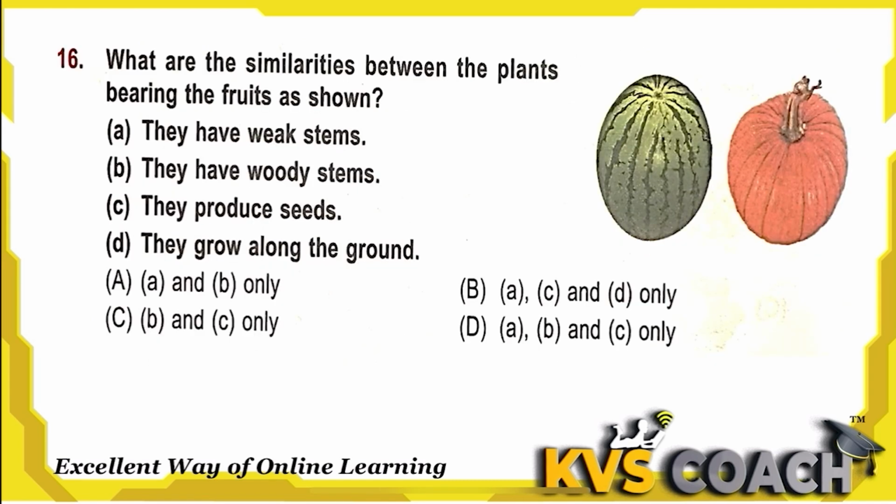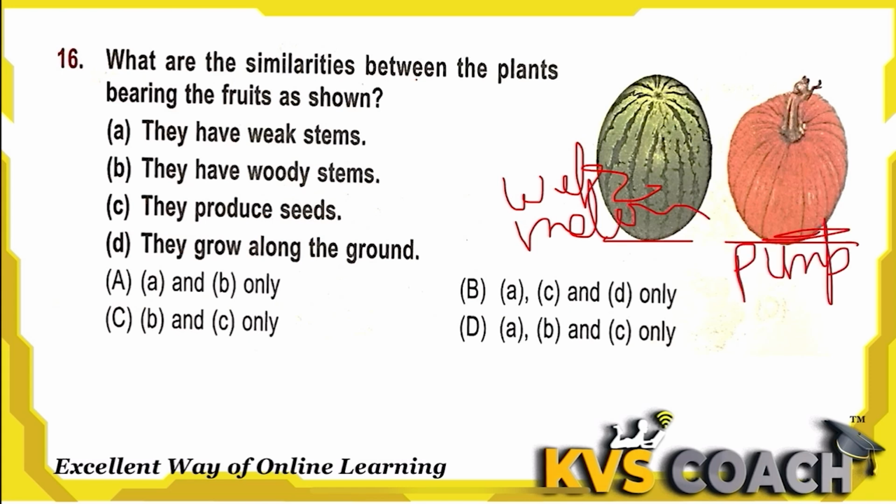Next question is, what are the similarities between the plants bearing the fruit as shown? As you can see, this is a watermelon and this is a pumpkin. They both are creeper plants because they have heavy fruits but they have very weak stems. They don't have a woody stem and they grow along the ground only.